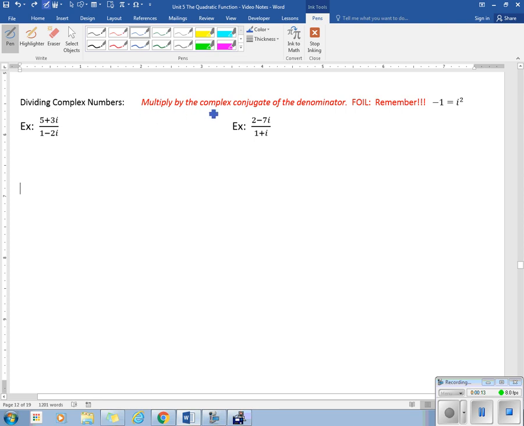Instead, we're going to multiply by the complex conjugate of the denominator. So we have to remember how to do some foiling and distribution, and this fact that i squared equals -1, so we don't want any i squares in our answer.